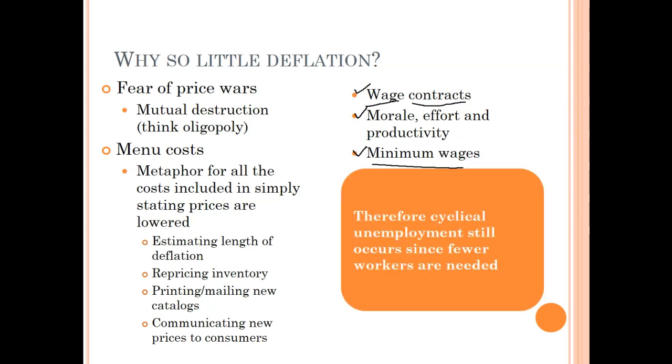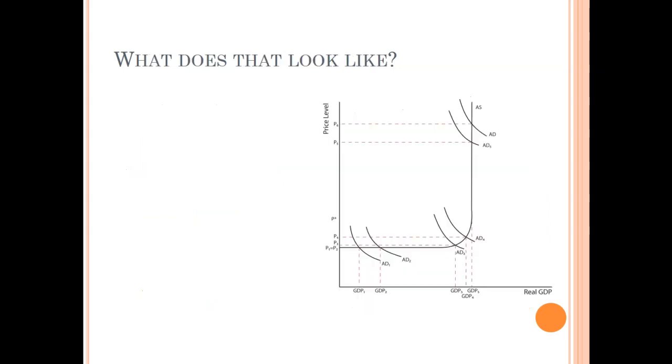This is why cyclical unemployment occurs, because of downturns in the economy and I can't do anything else. I can't lower costs anymore, so something has to give. That's why we have cyclical unemployment.